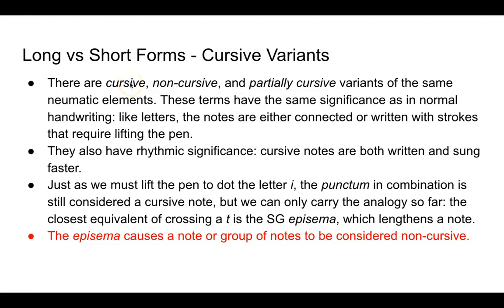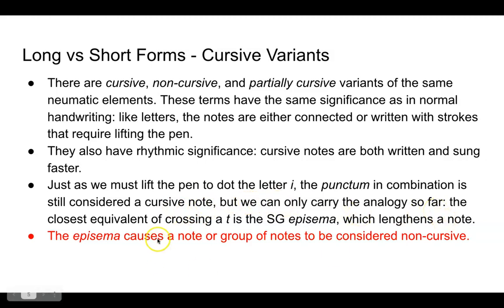So cursive variants are short forms and non-cursive variants are long forms. To try to understand this, think about normal cursive handwriting. We typically think of cursive as being faster to write out than printing, and the same concept applies in pneumatic elements. Cursive notes are both written and sung faster. So just as we must lift the pen to dot the letter I when we're writing cursive, the punctum in combination is still considered a cursive note. But we can only carry the analogy so far.